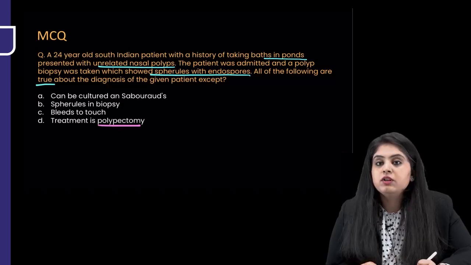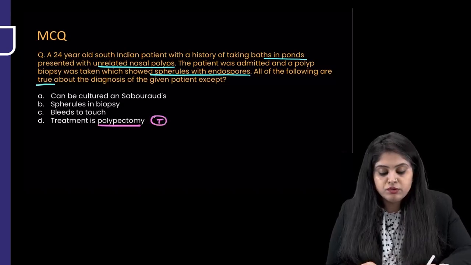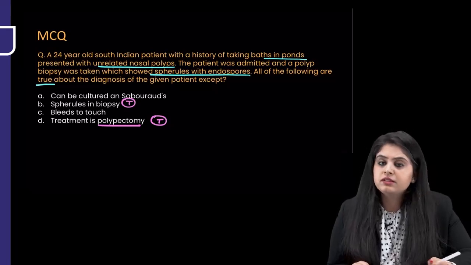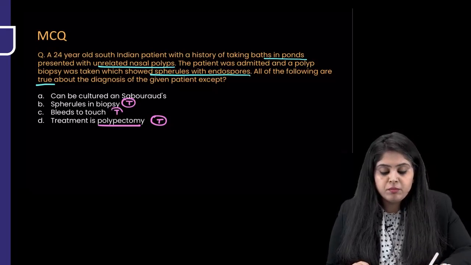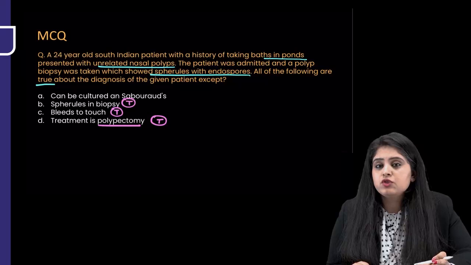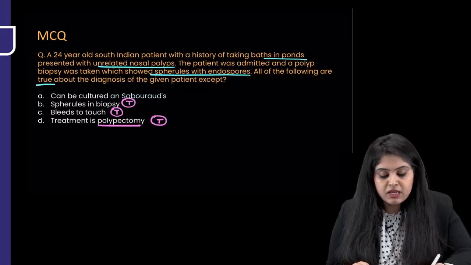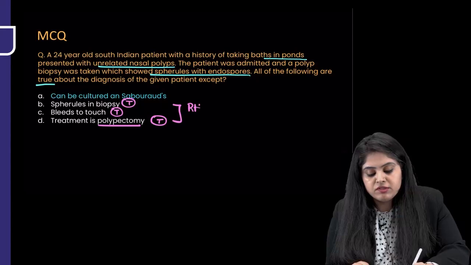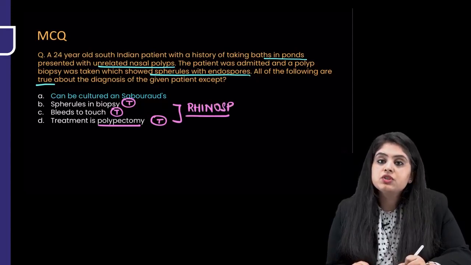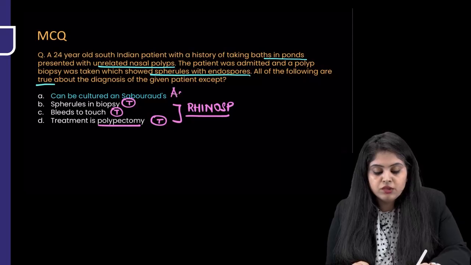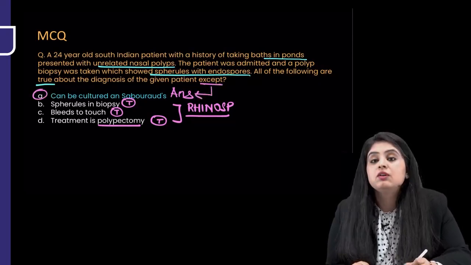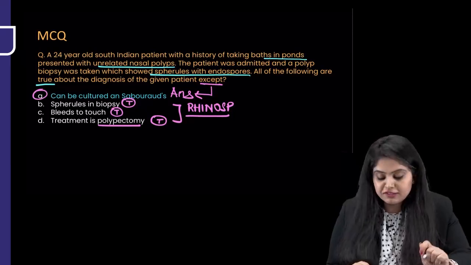Is the treatment removal of the polyp? Yes. Do you see spherules on biopsy? They've already mentioned spherules and endospores are seen. So that is correct. Is it a strawberry, a reddish colored, bleeding to touch polyp? Of course. Can it be cultured on Sabouraud's dextrose agar? All throughout, if I'm talking about this disease, I'm talking about rhinosporidiosis. Can rhinosporidiosis be cultured on any of the culture media? No. So what is the answer? Can it be cultured on Sabouraud's? No. So this was the wrong statement, or you can say the correct answer in this case.